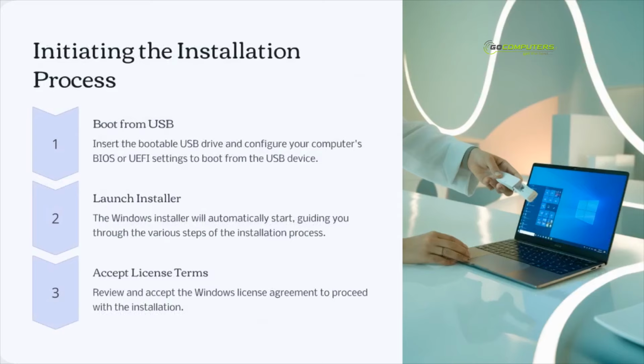Initiating the installation process. 1. Boot from USB. Insert the bootable USB drive and configure your computer's BIOS or UEFI settings to boot from the USB device. 2. Launch installer. The Windows installer will automatically start, guiding you through the various steps of the installation process. 3. Accept license terms. Review and accept the Windows license agreement to proceed with the installation.